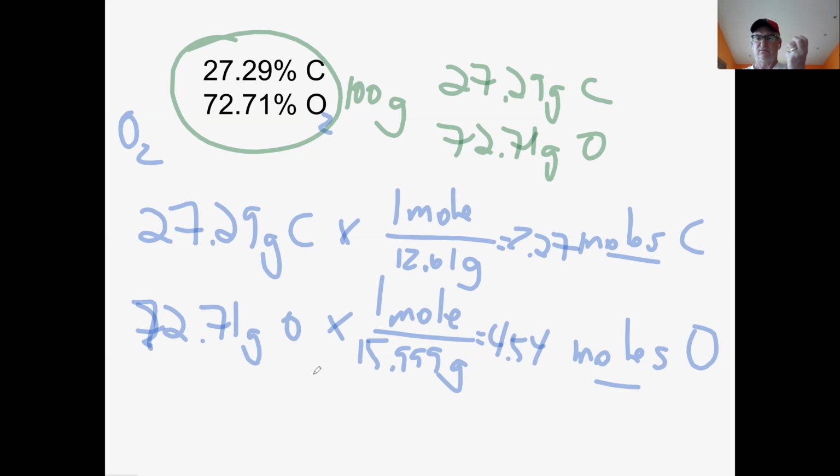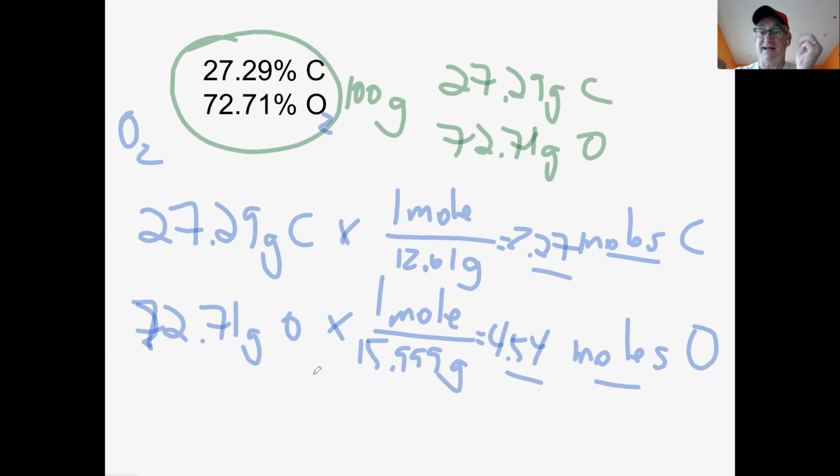So here I've got two numbers with odd fractions, and I can't have that. So what do I do in order to get whole numbers? Because I can't write a formula C 2.27 O 4.54. That's not a formula. I need whole numbers. You can divide both by the moles of carbon. Right, exactly. You find out which one's the smallest number and divide everything by the smallest number. And then you cross your fingers and hope that turns out to be a whole number.